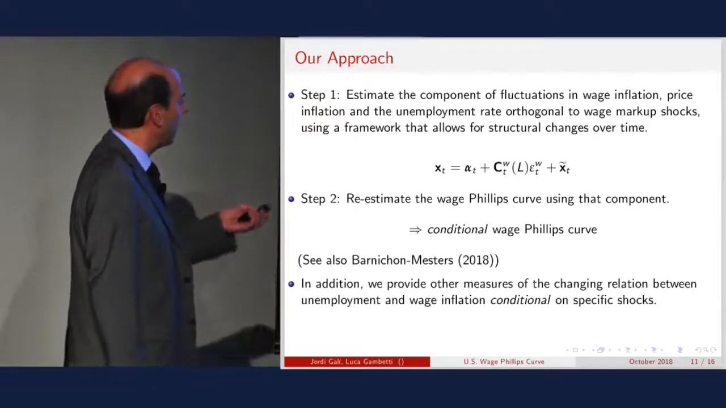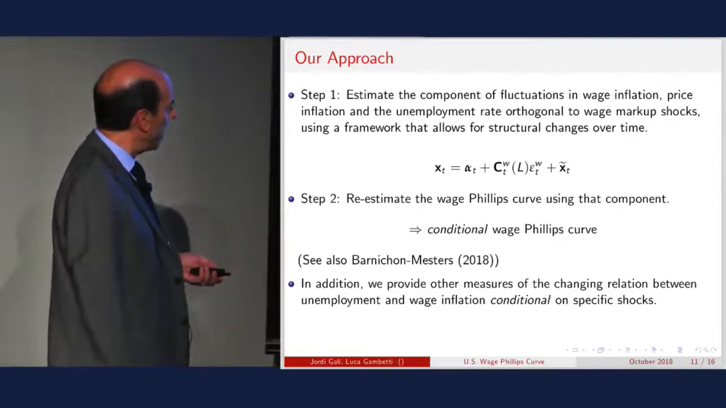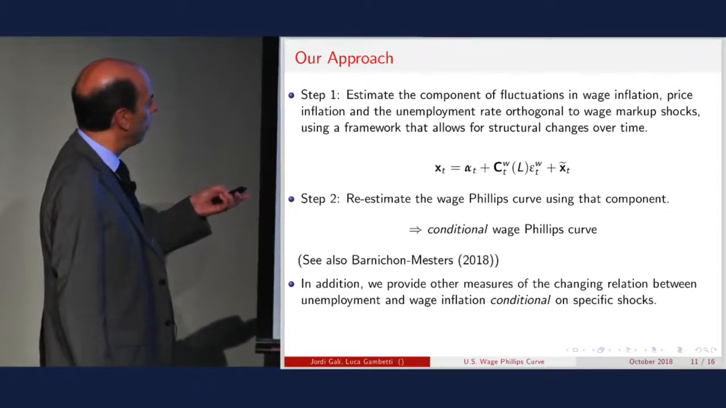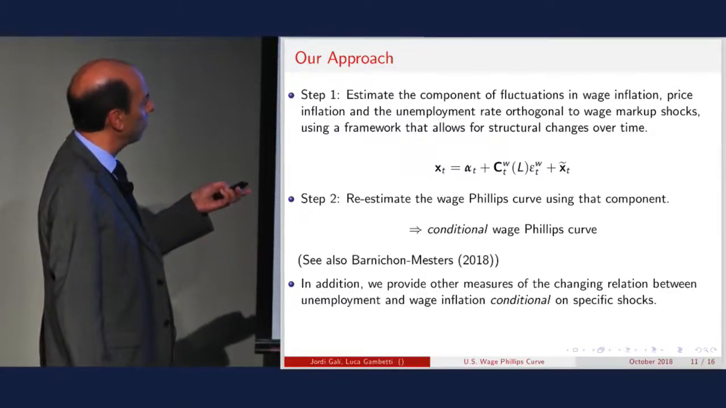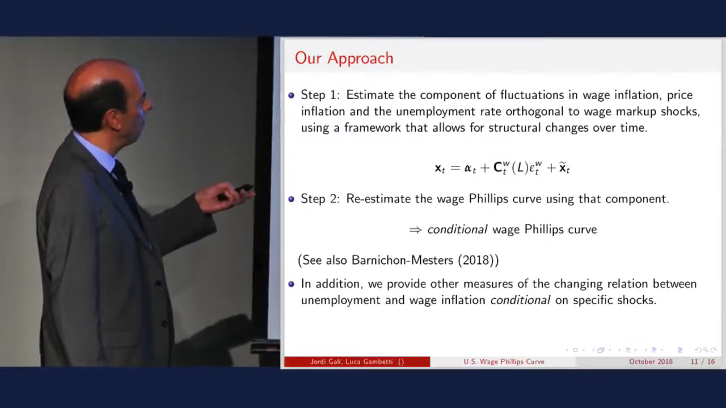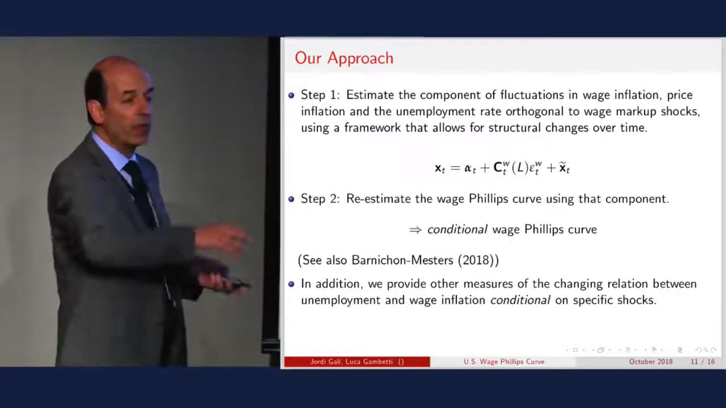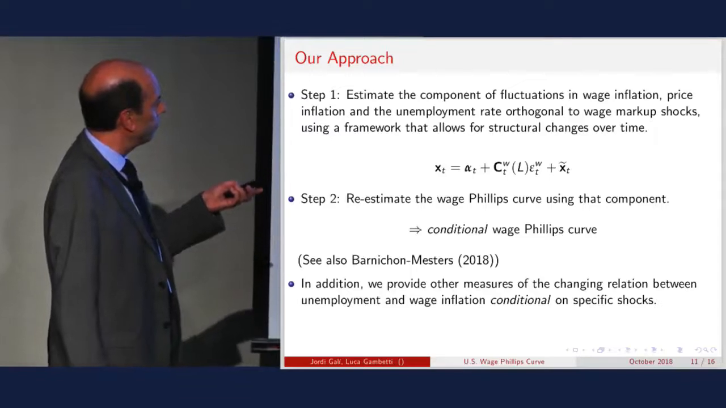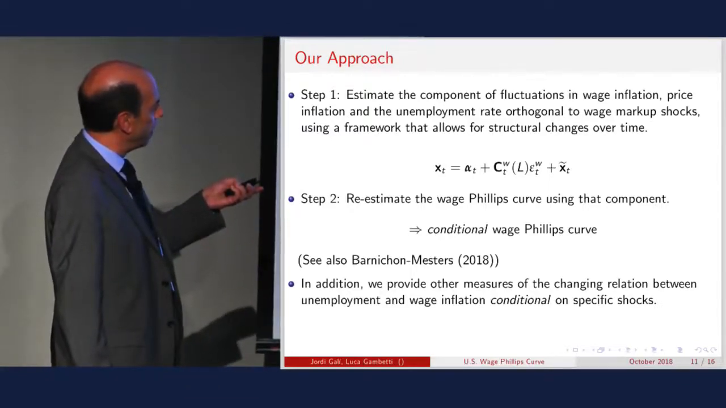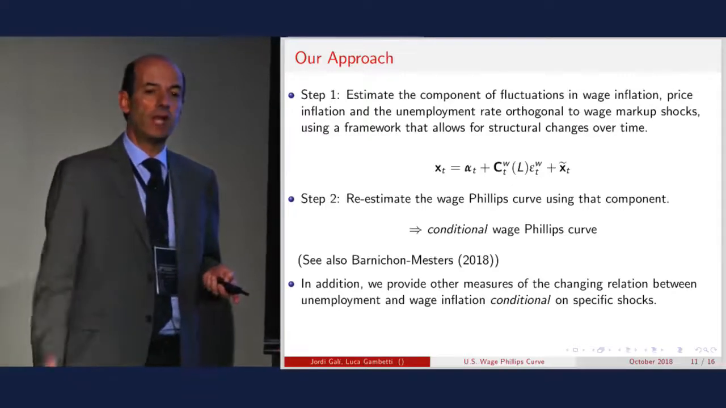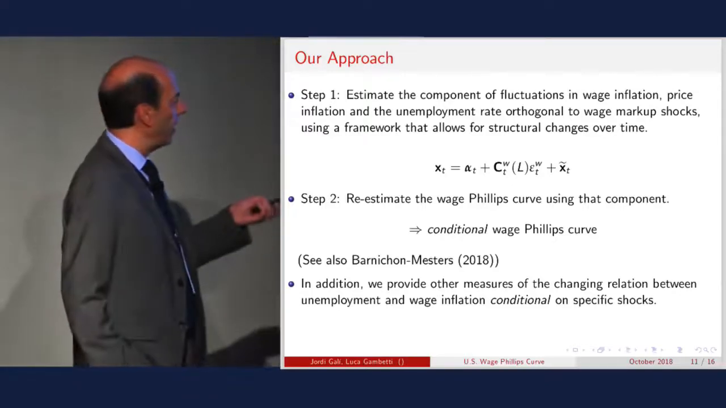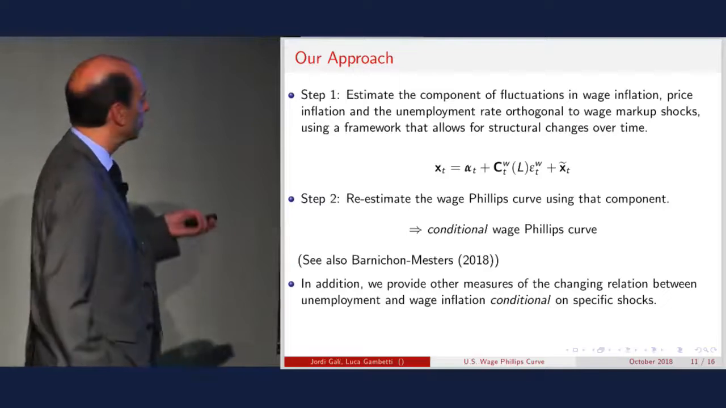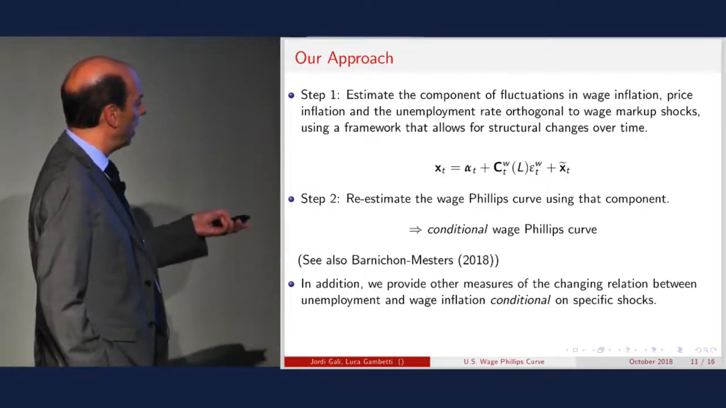Okay, so the idea is, if X is a vector of variables that includes wage inflation, price inflation, and the unemployment rate, we can decompose that vector into two components. This is the component that is associated with wage markup shocks. And this is the component that is associated with all other shocks in the economy. Okay, and what we're going to do is to uncover this component of all variables, and then reestimate the wage Phillips curve using this component, which by construction will be orthogonal to wage markup shocks. Okay, and this is what we call the conditional wage Phillips curve.